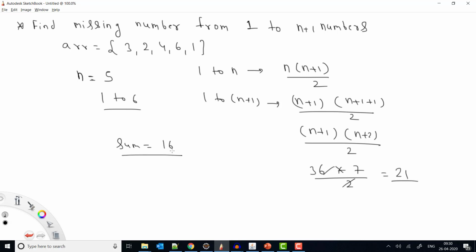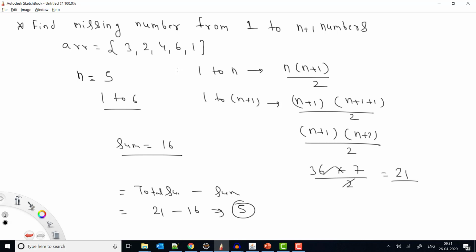So if only one number is missing, ideally the total sum should be 21, and here our sum is 16. Let's say this is the total sum. Total sum minus this sum will give me the missing number. In this case 21 minus 16 gives me 5, and 5 is the missing number.